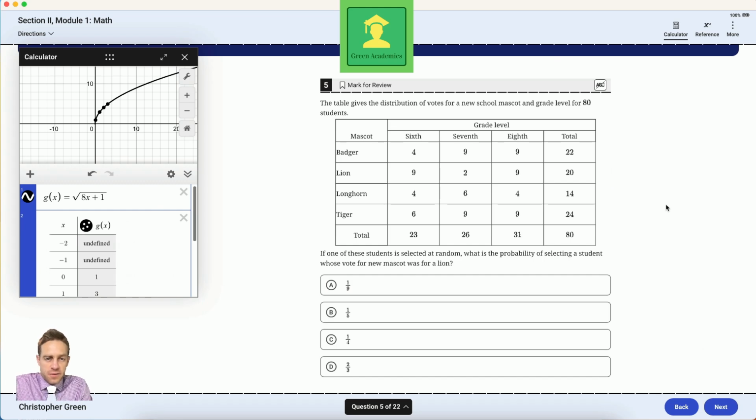Table gives the distribution of votes for a new school mascot and grade level for 80 students. If one of these students is selected at random, what is the probability of selecting a student whose vote for new mascot was a lion? Well, that would of course just be the people who said lion out of total, which is 20 out of 80, which is 1/4.